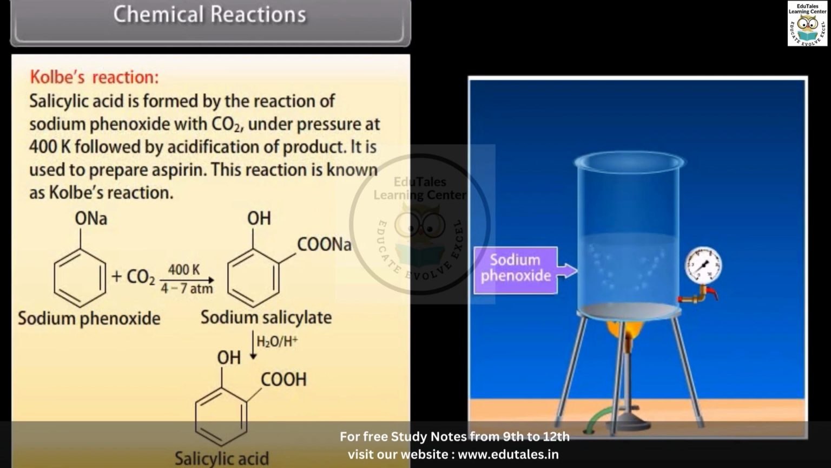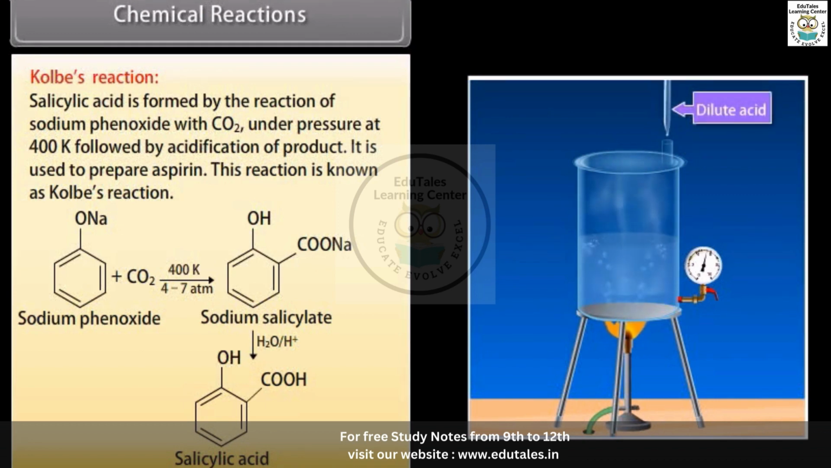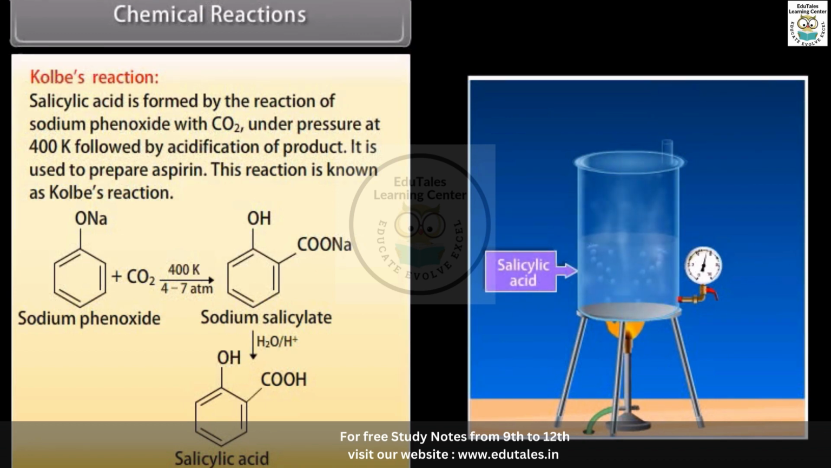Kolbe's reaction. Salicylic acid is formed by the reaction of sodium phenoxide with carbon dioxide under pressure at 400 Kelvin followed by acidification of product. It is used to prepare aspirin. This reaction is known as Kolbe's reaction.